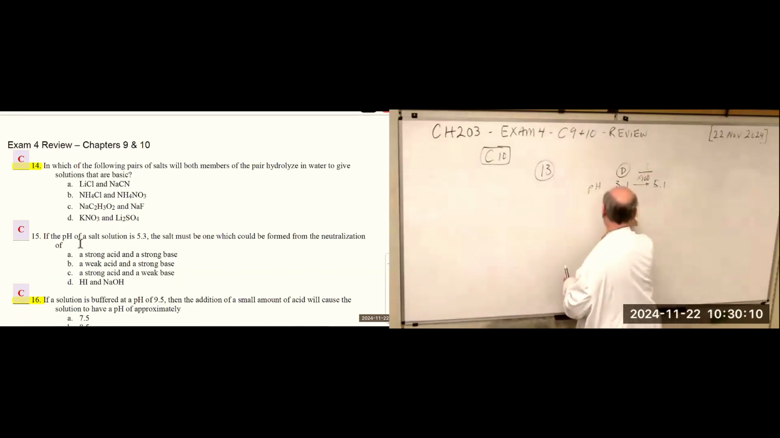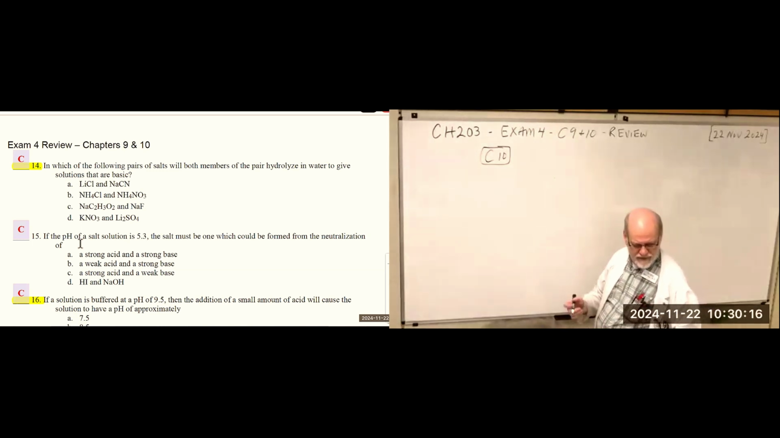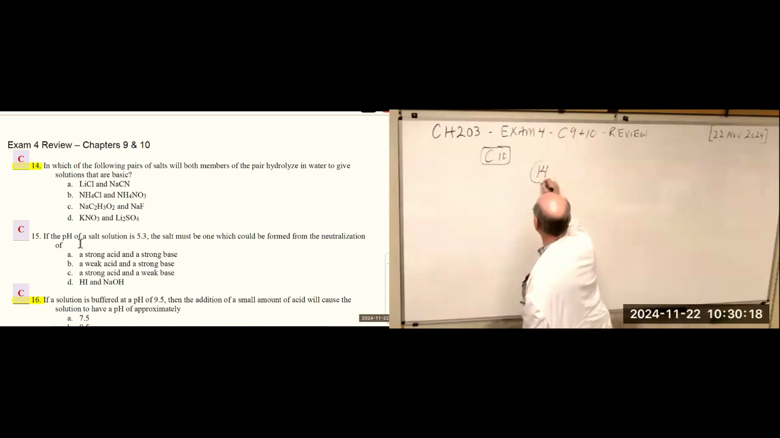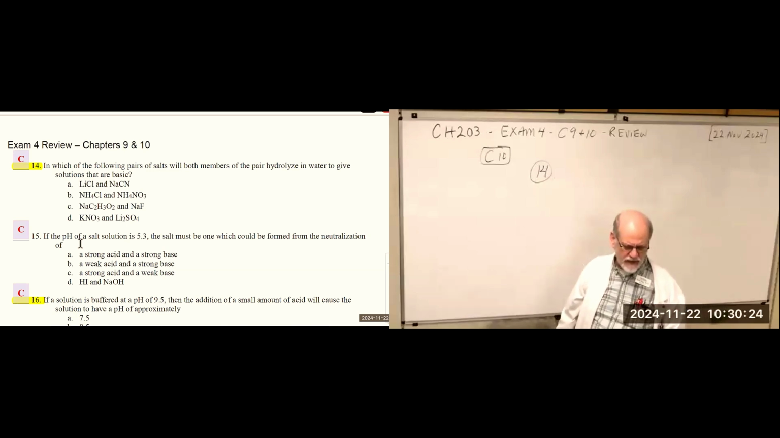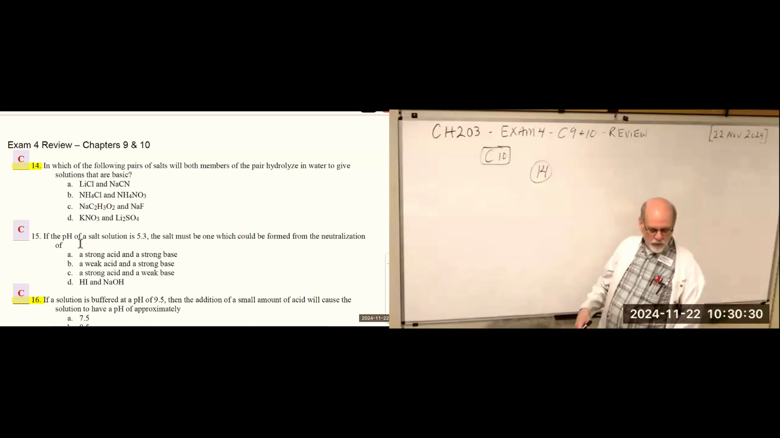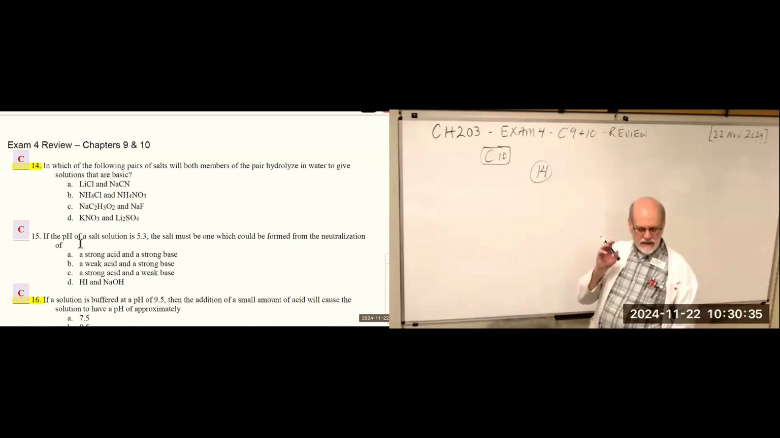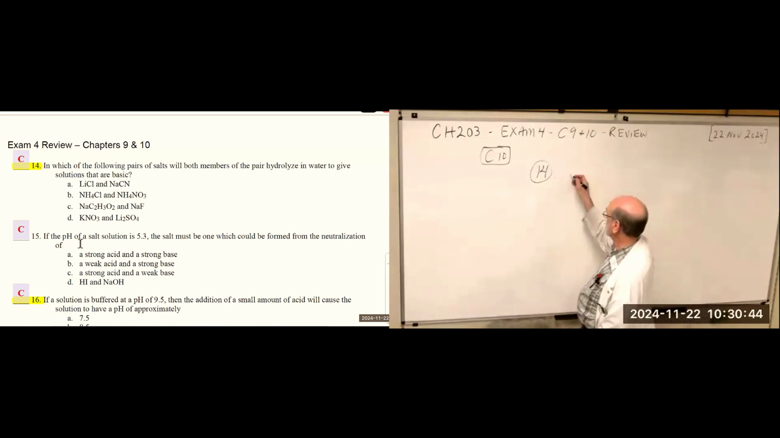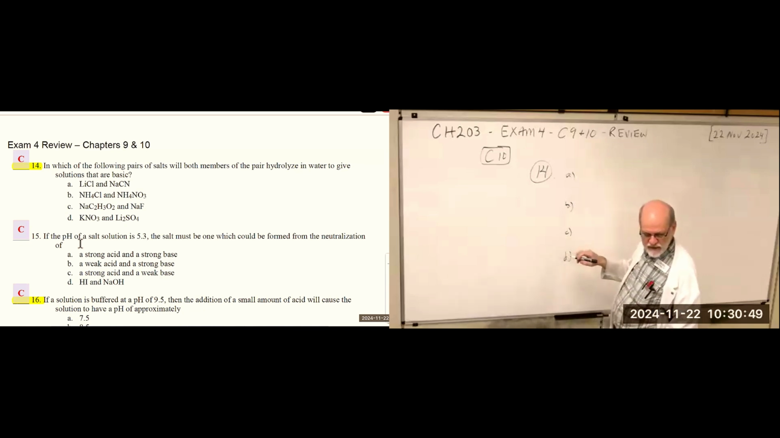Number 14. All right. In which of the following pairs of salts would both members of the pair hydrolyze in water to give solutions that are basic? All right. Rule of thumb. If the salt is formed from the reaction of a weak acid and a strong base, you get a basic solution. So we look at how theoretically the salts could form.